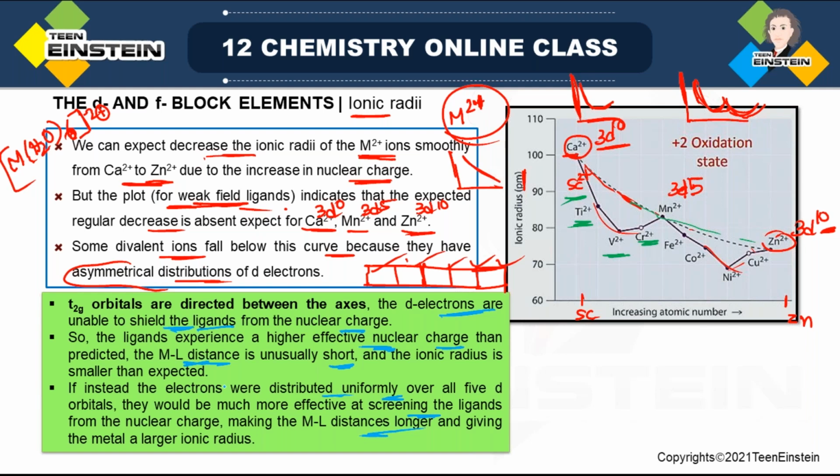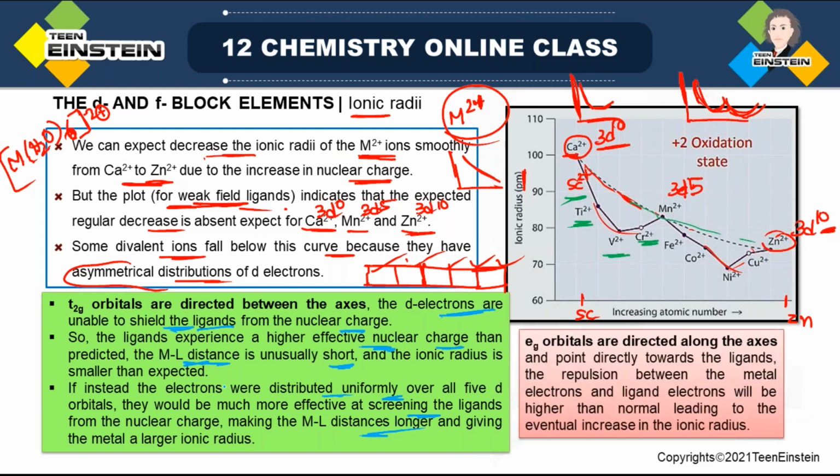Now this is all about the t2g orbitals. What about the eg orbitals? Now when it is eg, the lobes are directed along the axis and point directly at the ligands. So there will be repulsion between the metal electrons and the ligand electrons. As a result, there will be an increase in metal-ligand distance, that is, ionic radius will increase. So when there is an electron in t2g, there will be a decrease. When it is in eg, there will be an increase.